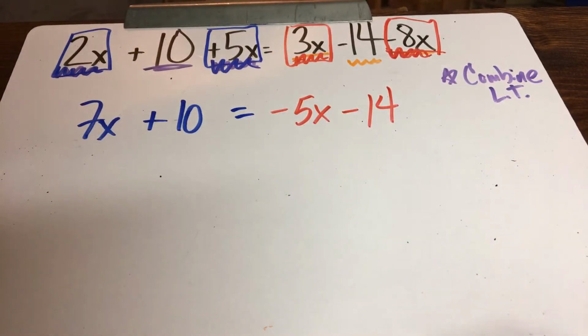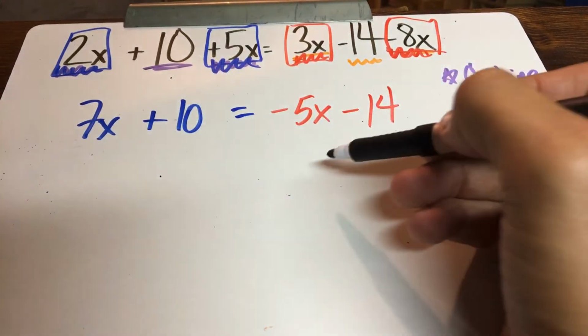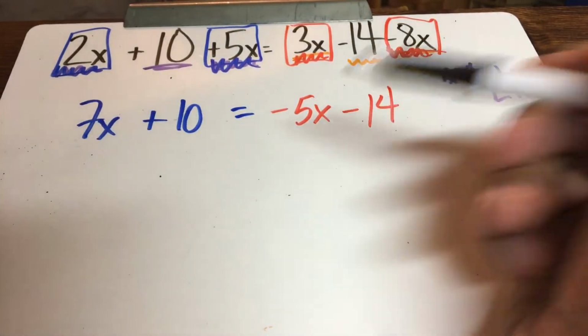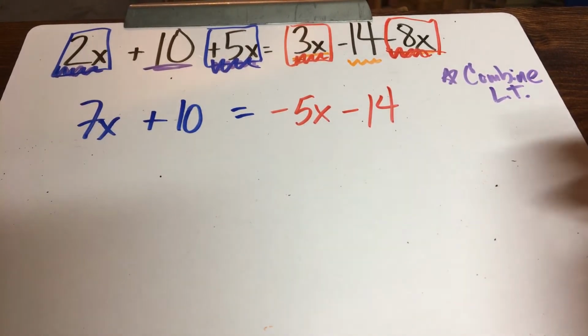At least that's my opinion. To be honest, you could do plus 14 here and here. You could do minus 10 and minus 10. You could do plus 5x and plus 5x. You could even do minus 7x and minus 7x. As long as you cancel out something with inverse operations, you're going to be okay.